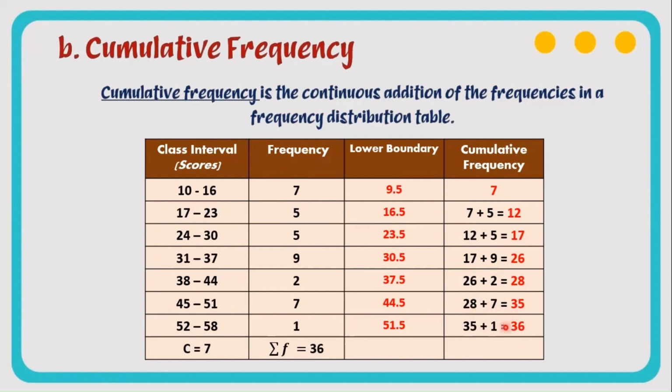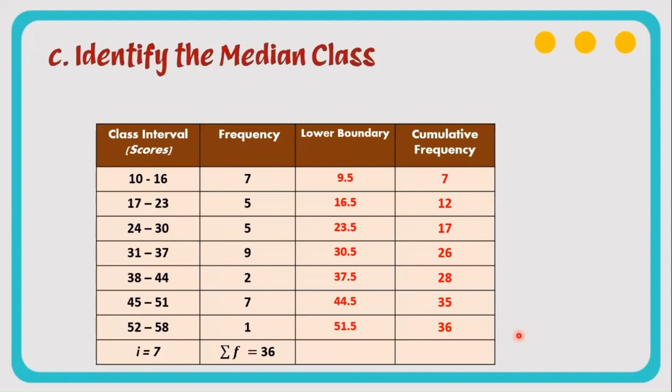Now look at the last cumulative frequency and look at the sum of the frequency. They must be equal. If you don't get 36 here, there might be some mistakes in adding the frequencies, so you may go back and review. Okay, now that our table is complete, we can identify the median class. So how do we find the median class? We use the formula summation f divided by 2. Our summation f, as you may remember, is 36. Therefore, we have 36 divided by 2, and that is 18.